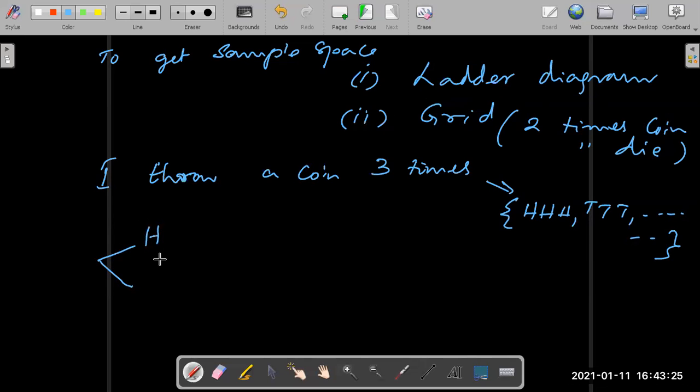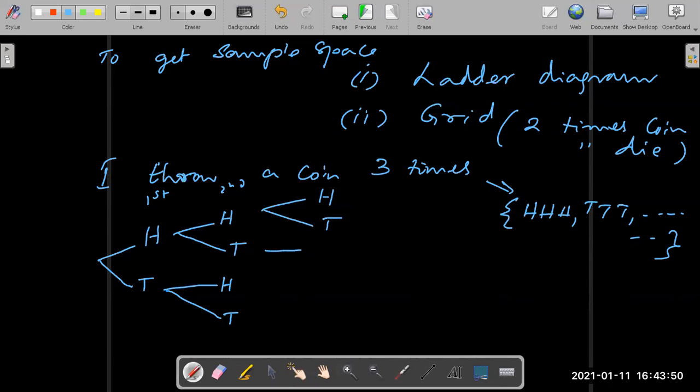It can be heads or it can be tails. This is the first experiment, first throw. Then here you are doing second throw. Again, it can be either heads or tails. This is the second possibility. If it is a tail, also you can have either heads or tails. Then you do the third level. Another heads, another tails, or it can be another heads or another tails. So this can be heads or tails. This can be heads or tails.